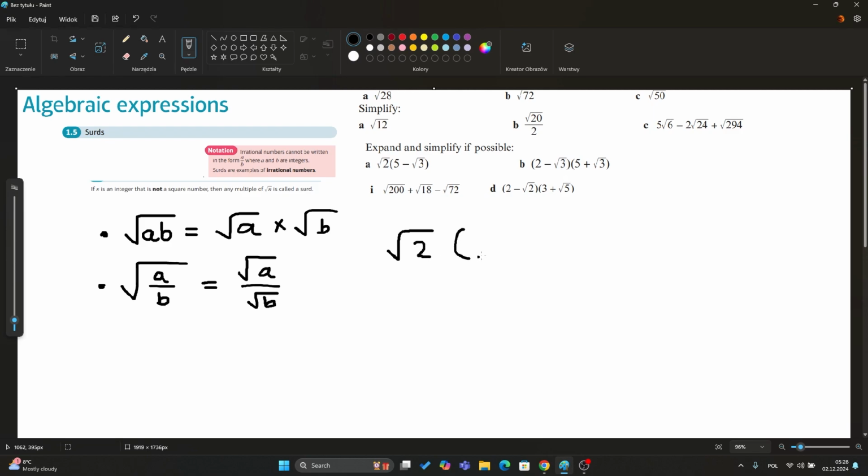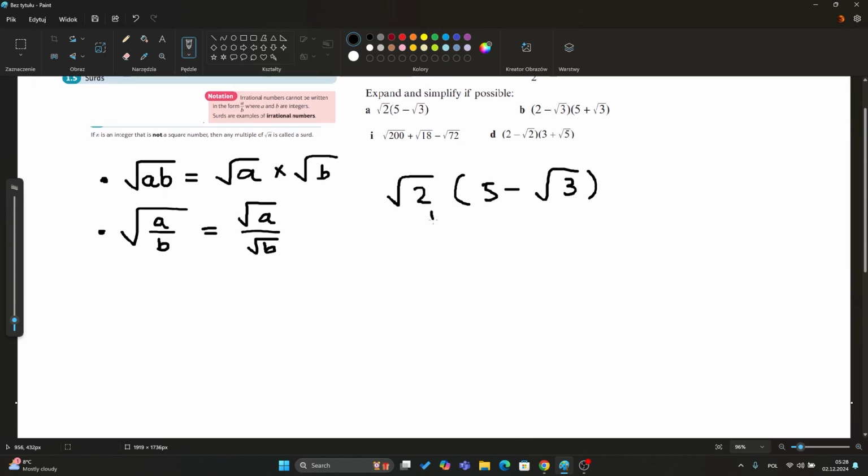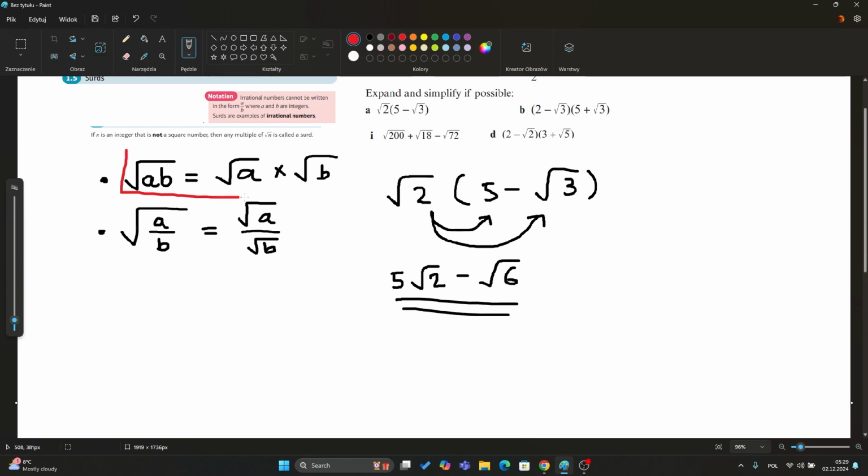Now expanding brackets is really simple. We just do square root of 2 times 5 and square root of 2 times minus root 3. So square root of 2 times 5 is 5 square root 2, and square root of 2 times minus square root of 3 is the same as square root of 2 times 3, which is minus root 6. Because we use this product rule.